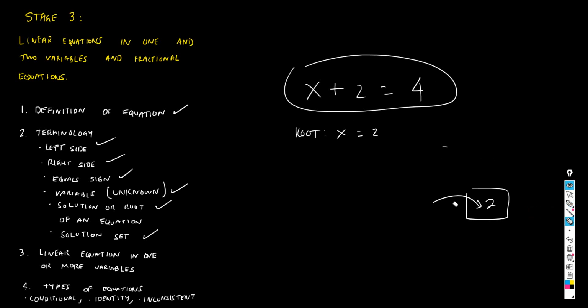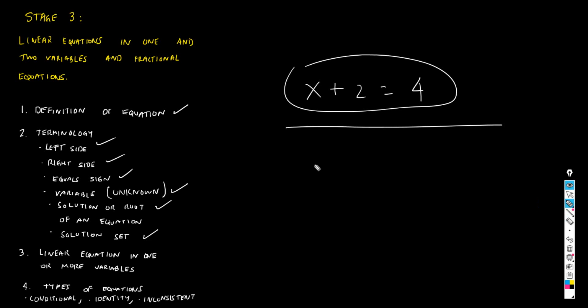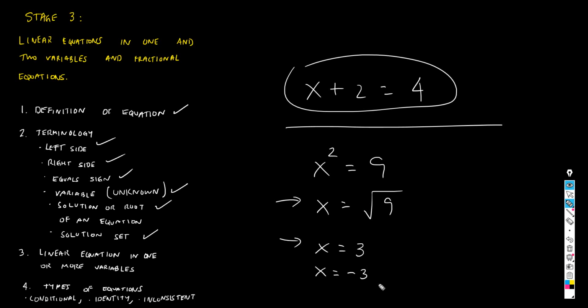Let me give you another example. What if we have this other, more complex equation? Let's say x squared equals 9. Why is it more complex? Because it's raised to the square, right? When we solve this equation, we take the square root on both sides, and the square root of 9 is both 3 but also minus 3, right? Because 3 times 3 is 9, and minus 3 times minus 3 is also 9.